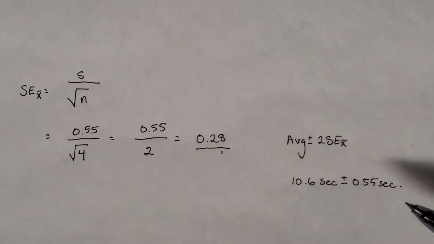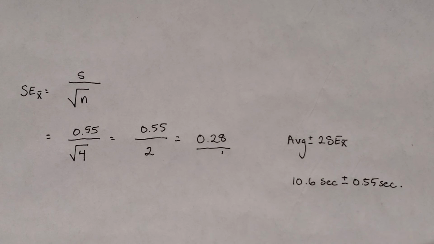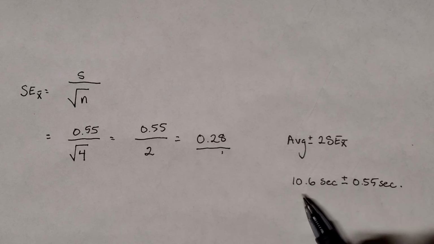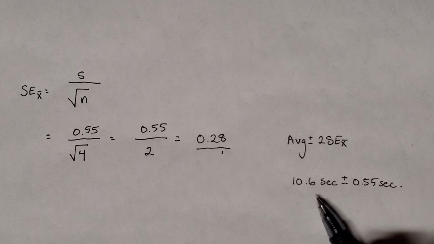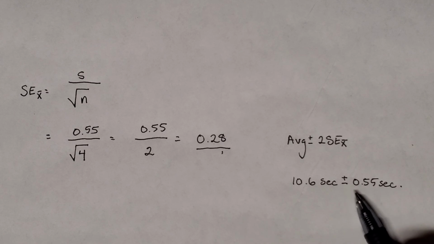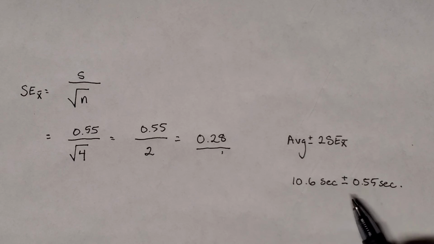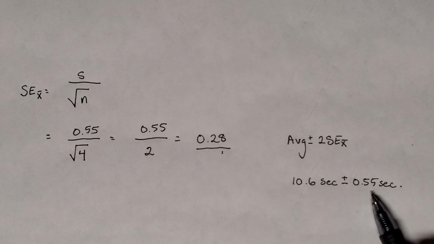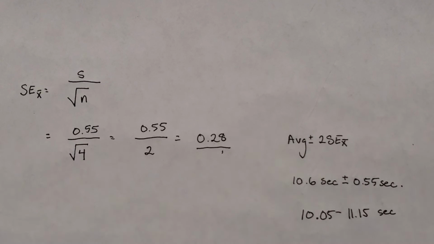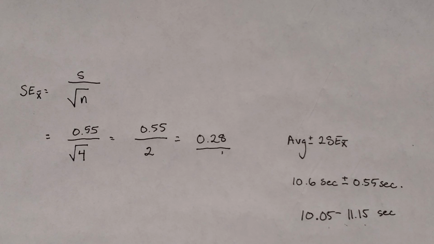What this means is that 95% of the time, if this person were to run 100 meters 100 times, then 95 times out of 100, it's going to take them 10.6 seconds plus 0.55 seconds, or 10.6 seconds minus 0.55 seconds. We call this our 95% confidence interval. In other words, 95% of the time, it's going to take them anywhere from 10.05 seconds up to 11.15 seconds.